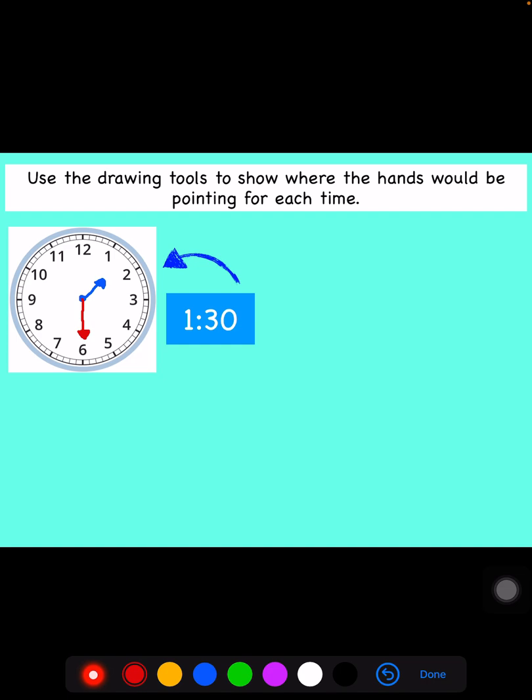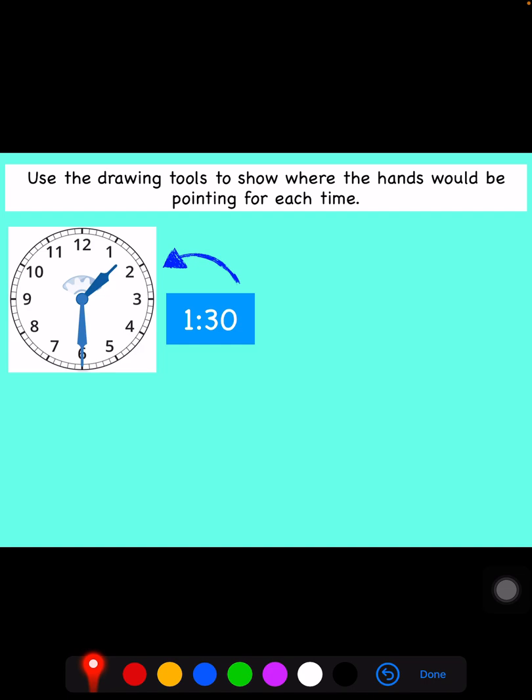Notice how when I drew my hands on the clock, my hour hand is obviously shorter than my minute hand. I can easily see that the shorter one is my hour hand and the longer one is my minute hand. If I drew them the same length, we wouldn't know which one is which. And there's my checked work, and it is right. Halfway in between 1 and 2 for the hour, and pointing straight down to the 6 for my minute.